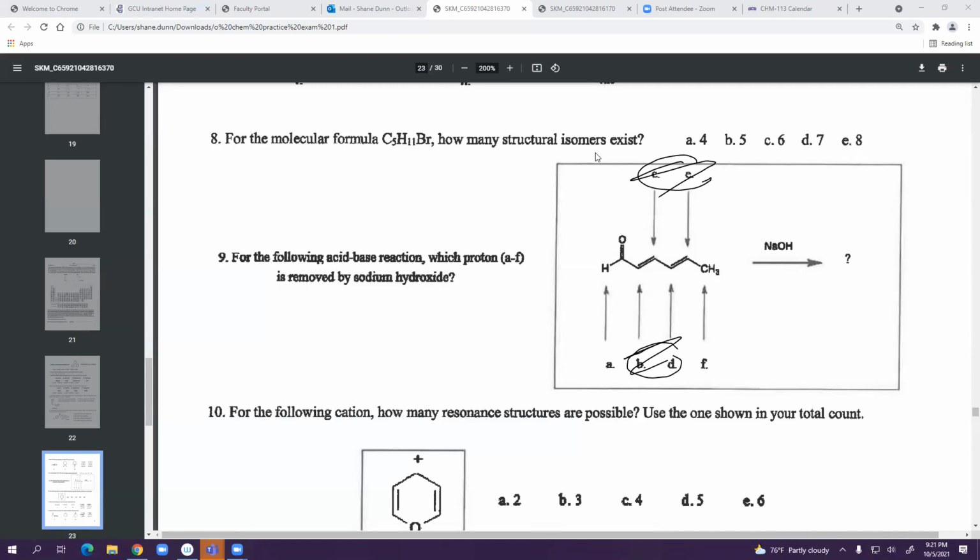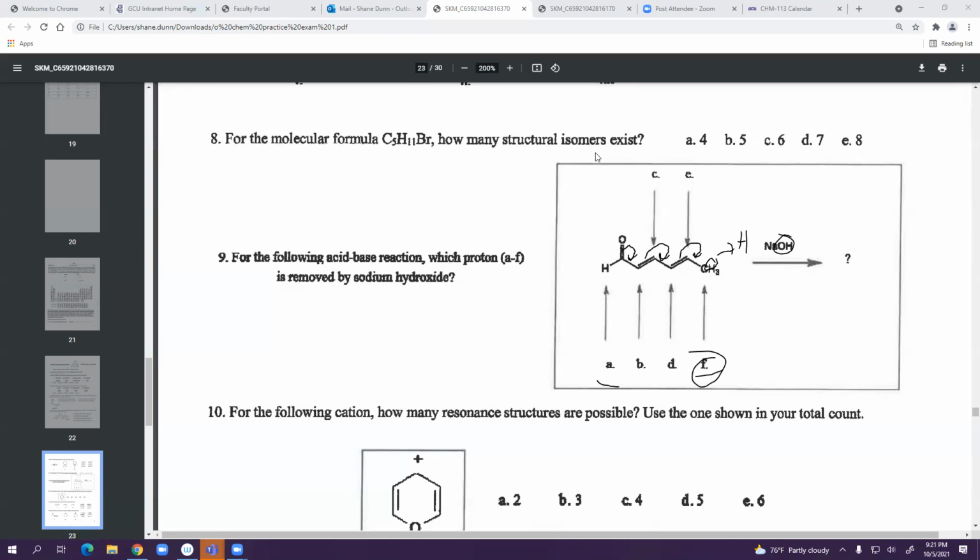I'm holding up all GCU's values. Okay, so it means we either do with A or F, correct? Is it? You would think so. It's F. Because it's NaOH. So that bond moves there, which moves that bond there, which moves that bond there, which kicks off a hydrogen. So the answer is F.